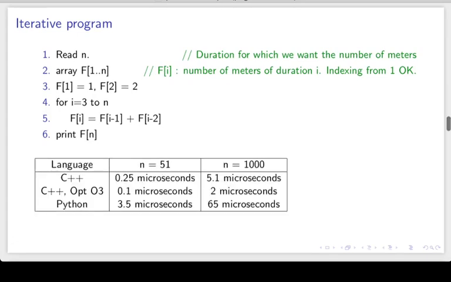Okay, so I coded this up in C++ and ran it for n equal to 51, just some arbitrary number that I chose, and it ran in 0.25 microseconds. For n equal to 1000, it ran in 5.1 microseconds. So about 40 times it took. Then if I use the optimization, C++ has optimization levels, and if I use O3, then things get dropped by a factor of about 2.5.